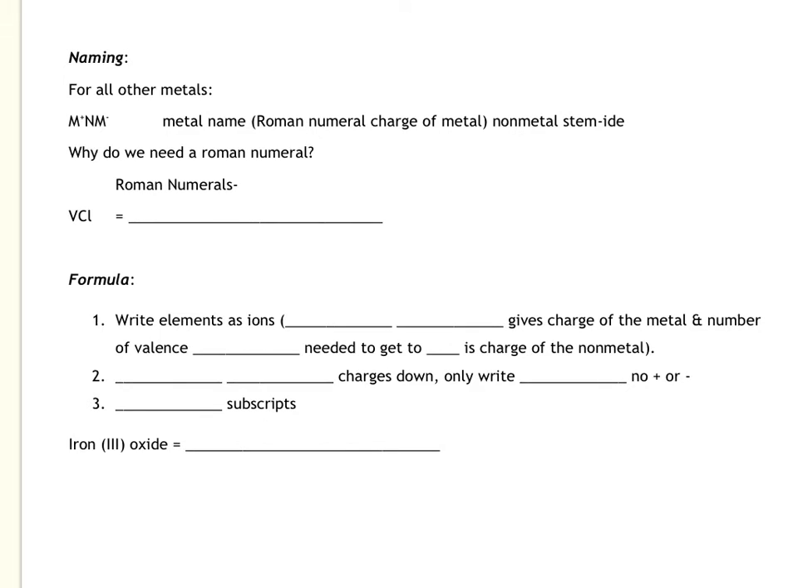For all other metals that are not in groups 1, 2, and 3, their charge can vary. Because their charge can vary, I'm going to use a Roman numeral in parentheses to tell me the charge of my metal. Remember, my Roman numerals are I, II, III, IV, V, and so on. You need to at least know the first 5.